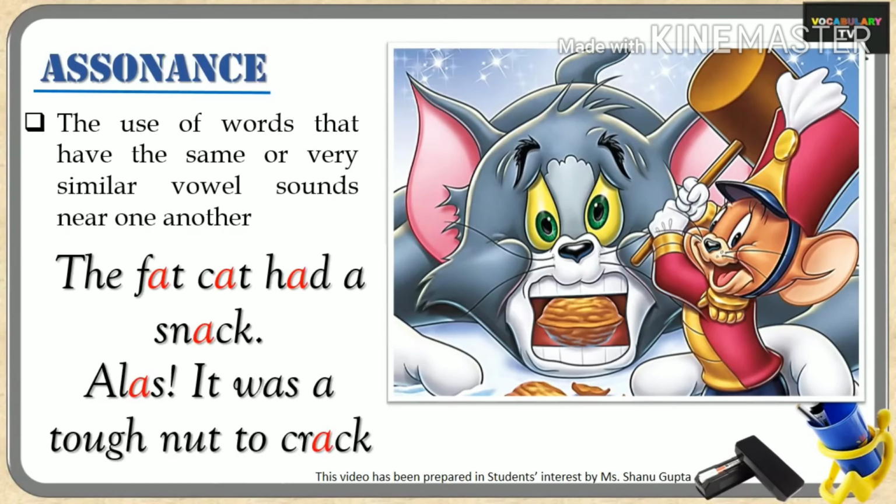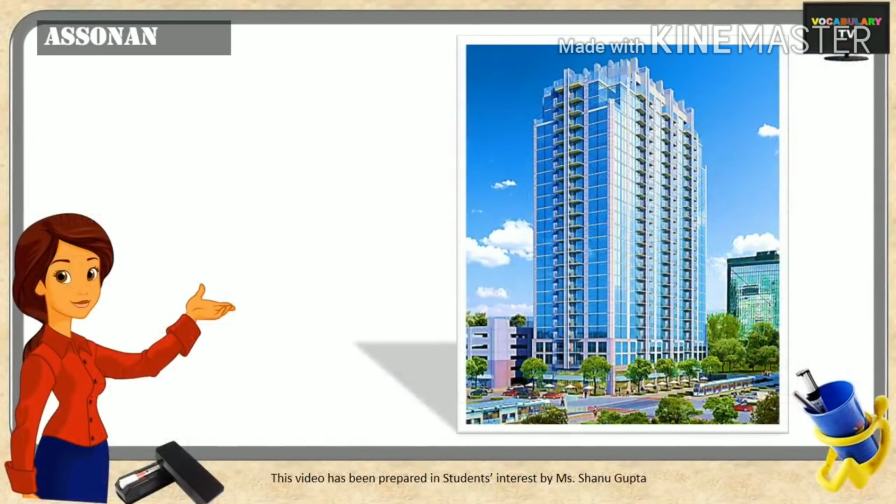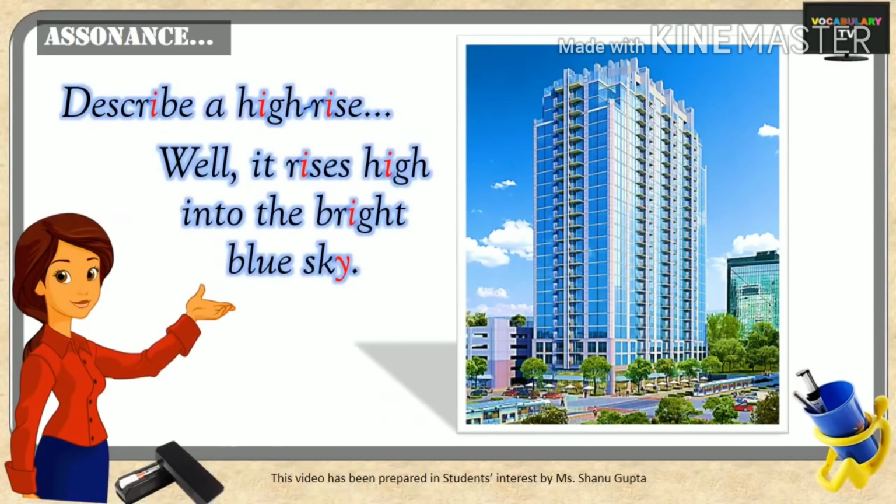We see that the vowel sound of A is close together in these lines, producing a very cool effect. These words are fat, cat, snack, alas, and crack. Another example of assonance is to describe a high rise while it rises high into the bright blue sky. Here, the I sounding words, high, rise, bright, and sky, are stressed.